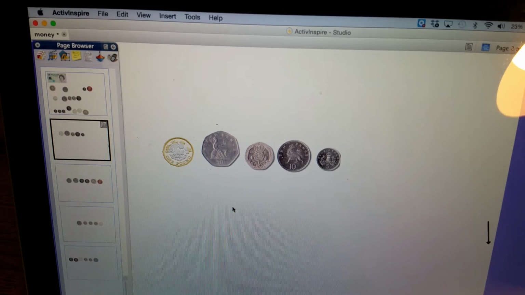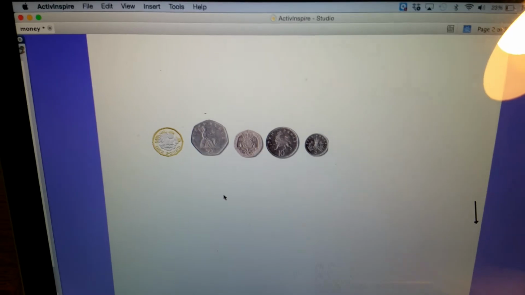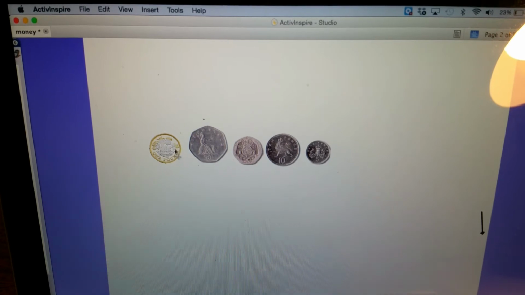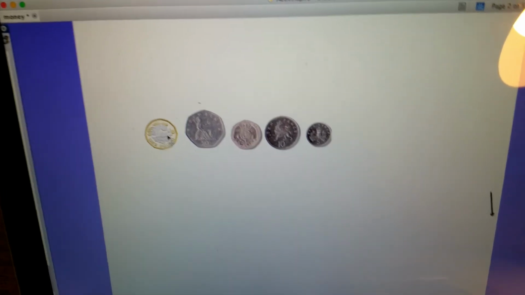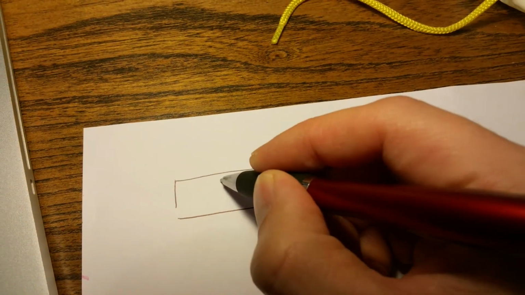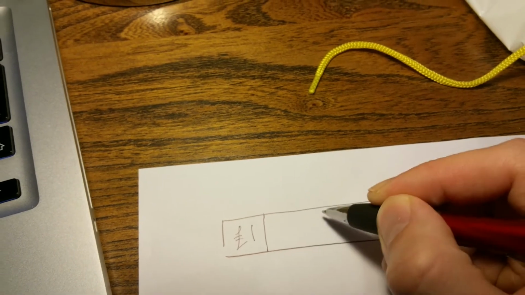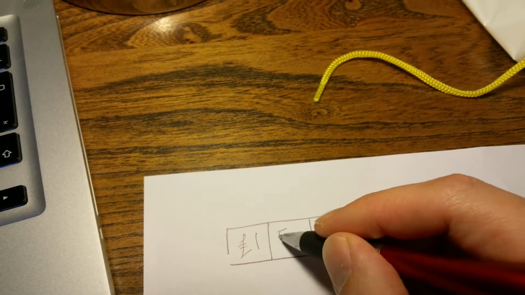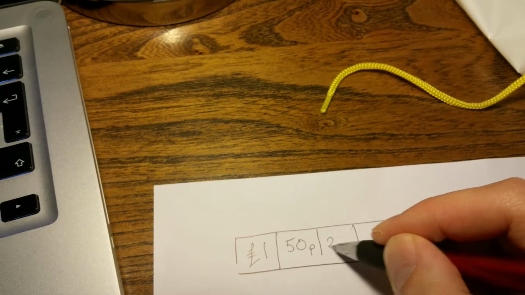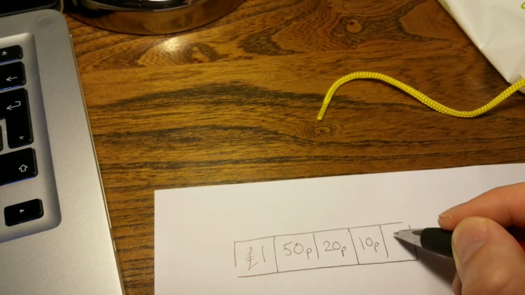For example, I have these coins in my pocket. What's the value? What I would do here is make sure they're in the right order. They are, but they might not be. We'll look at that later. And I'll put them into a bar model. So if I move down here, we've got a bar made up, and the first one was £1. And the next one was 50p. Then it was a 20p, and a 10p, and then 5p.